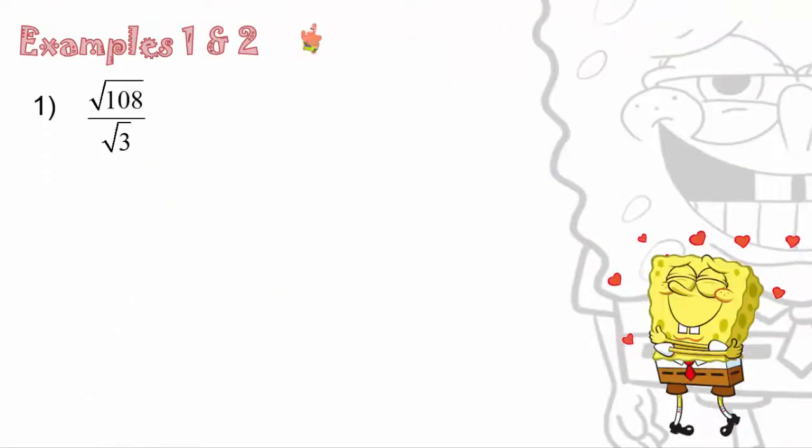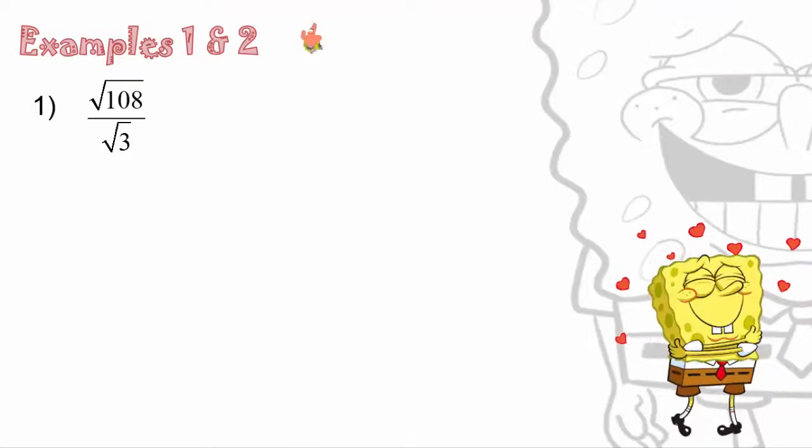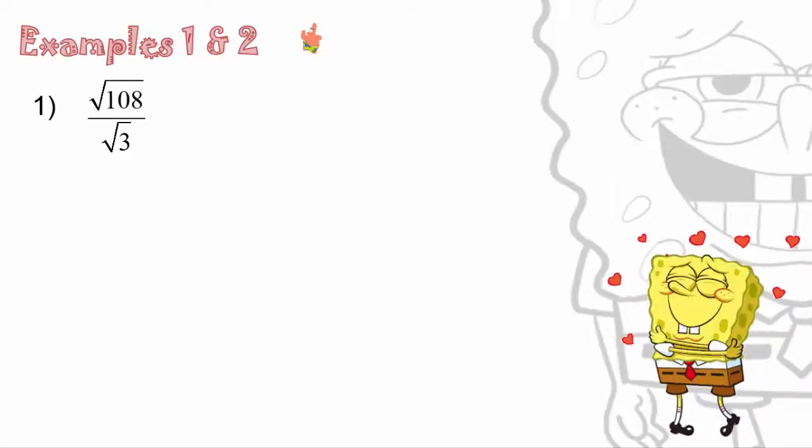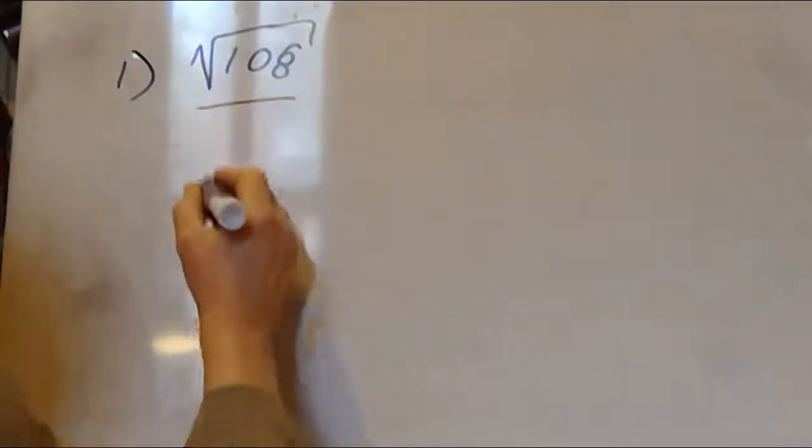Example number 1. We want to simplify the square root of 108 over the square root of 3. So let us go over to the whiteboard and work this one out. In example number 1, we have the square root of 108 over the square root of 3. Now this is no good because we have a radical sign on the bottom.